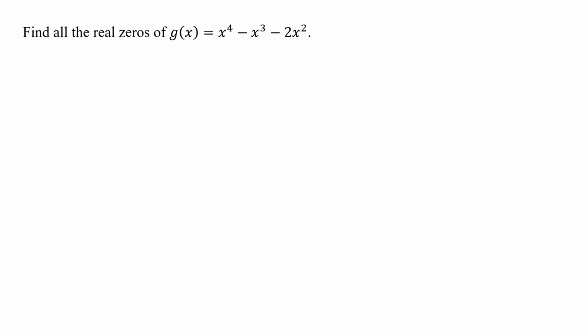Hi, in this video we're going to go over how to find all the real zeros for a polynomial function. So in this function we have the function g of x equals x to the fourth minus x cubed minus 2x squared. So when I look at this problem, the first thing we want to do is understand that a zero occurs when an input makes a function equal 0. So to find zeros, one thing we can do is start off by setting it equal to 0.